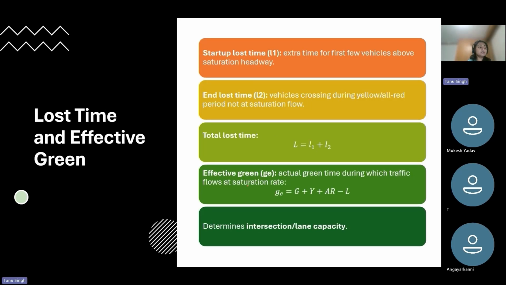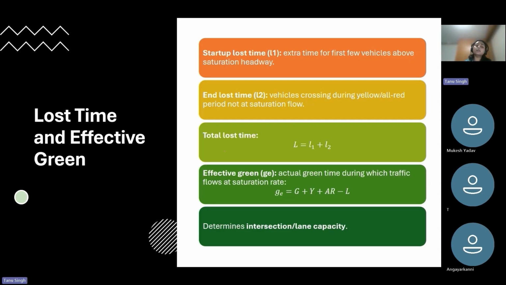And then comes the lost time. Traffic isn't perfect, so we account for different lost times. First is the startup lost time. Startup lost time is defined as the extra time for the first few vehicles above the saturation headway. Then comes the end lost time: during yellow or all red, vehicles aren't moving at full saturation flow. So that is termed the end lost time.